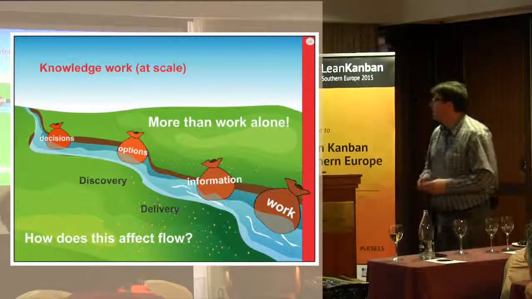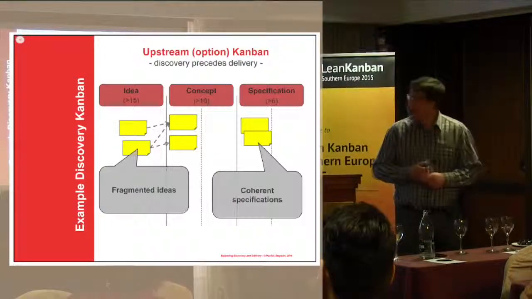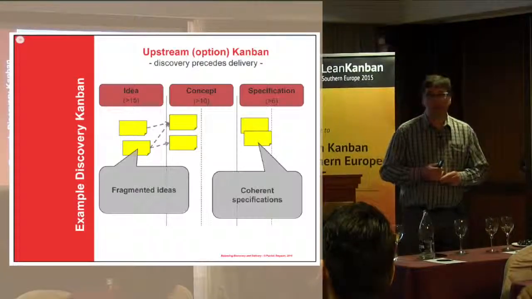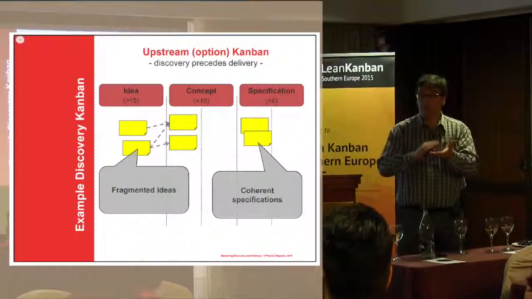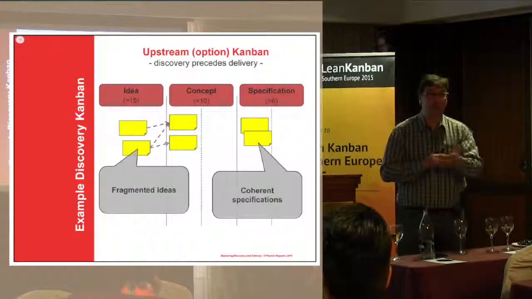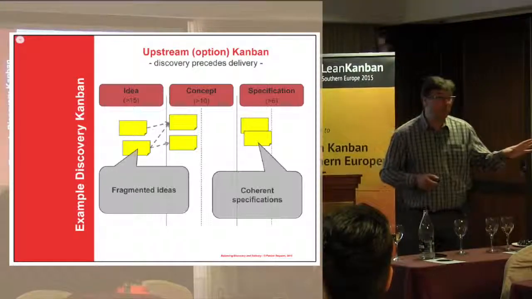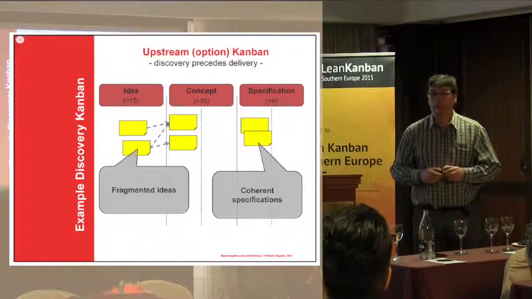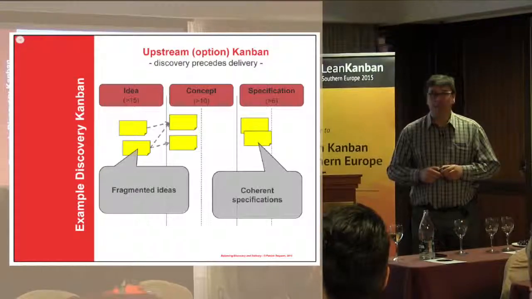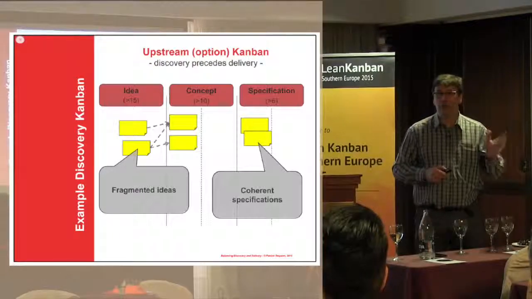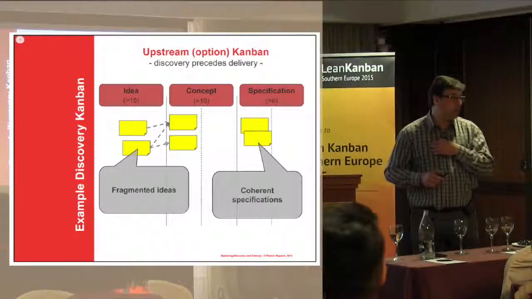Okay, so let me give an example, just to make it more concrete. This is an upstream Kanban. I've shown a delivery Kanban, whose focus is the development team, the development part. This is a Kanban board that focuses on everything that happens upstream before you start the actual development. You could consider it a kind of structured backlog. What it visualizes is all the things that happen before you have a specification that a team can commit to start developing.